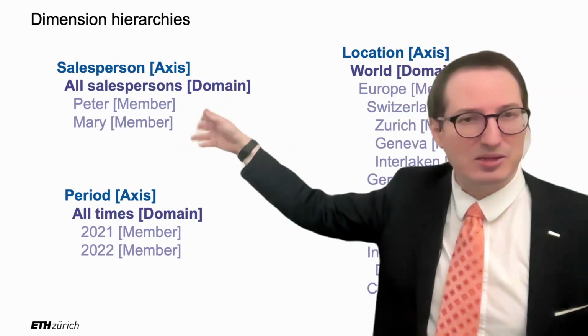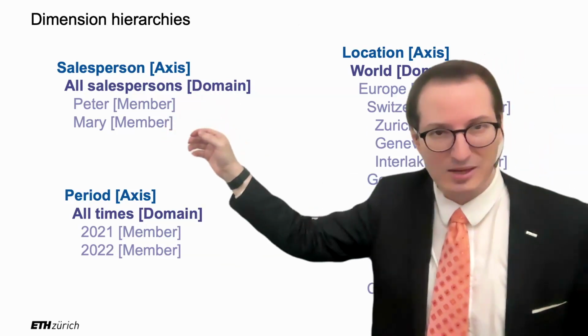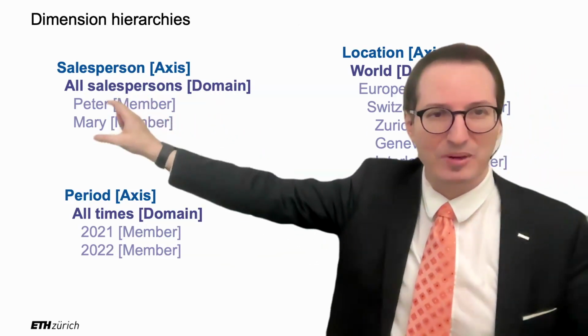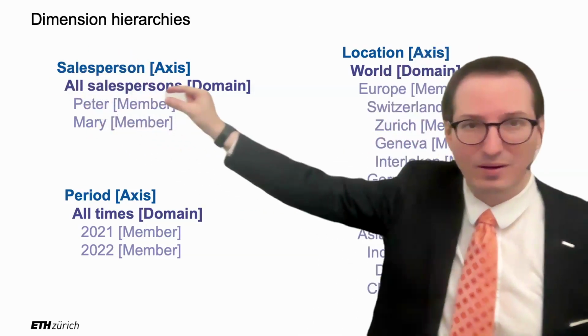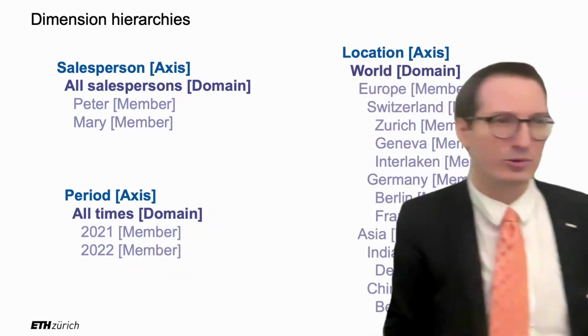These are also hierarchies. They're even simpler, but you could even imagine having sub-teams right here. You could have a more complex hierarchy of the salespeople. But basically, Peter and Mary, and then the whole domain, that's basically everybody. And then all times, that's also a domain.